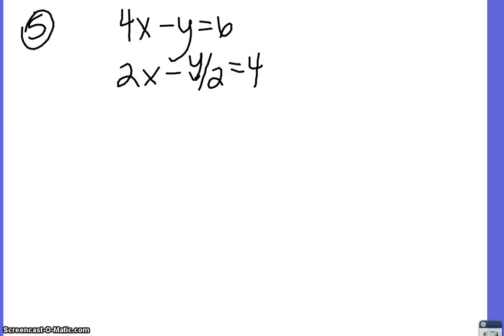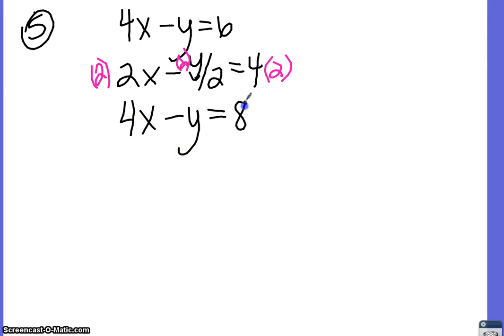Okay, you have two equations, 4x minus y equals 6, and 2x minus y divided by 2 equals 4. Now, I know you guys hate working with fractions, so before we even get started using the elimination process, let's rewrite the equation for number 2 so that we don't have to work with fractions. So what can I multiply everything by in order to get rid of the fraction? You should have said the denominator, which is 2. So I'm going to multiply everything in the second equation by 2. So again, I don't have to work with a fraction. So my new equation becomes 4x minus y is now equal to 8.